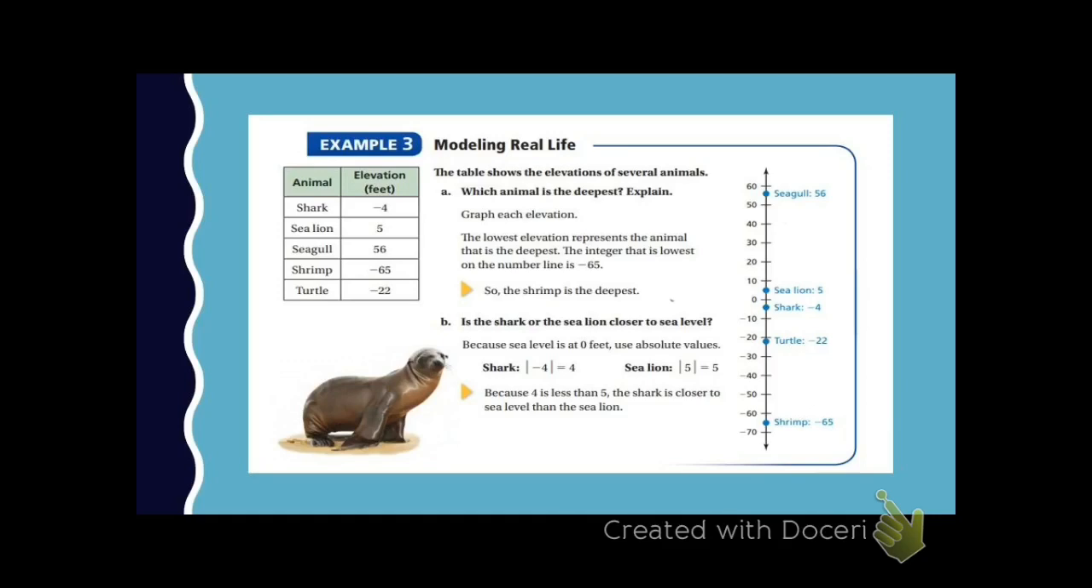Look at question B, where it says, is the shark or the sea lion closer to sea level? Well, who's closer? Look at your chart. The shark is. He's at -4 feet. Even though he's below sea level, he's closer than the sea lion, who's at 5 feet above sea level. So because 4 is less than 5, the shark is closer to sea level than the sea lion.